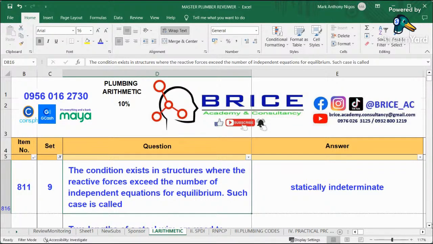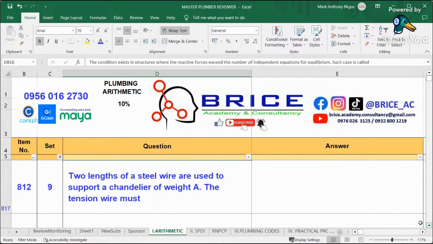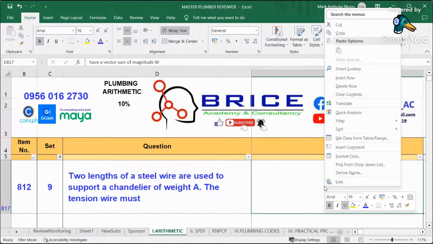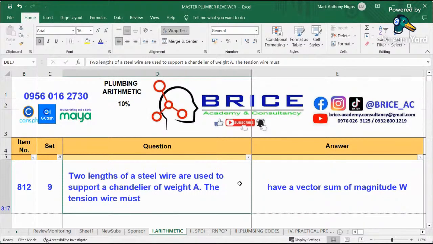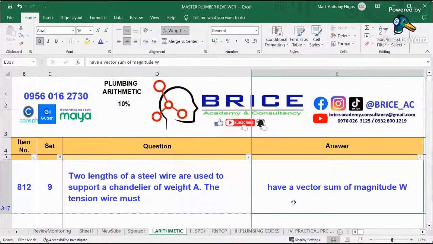812. Two lengths of steel wire are used to support a chandelier of weight W. The tension wire must have a vector sum of magnitude W. Siyempre, kung ano yung weight, dapat distributed sa dalawang wire.